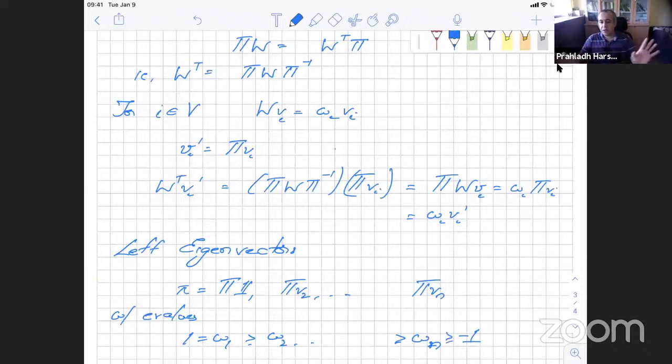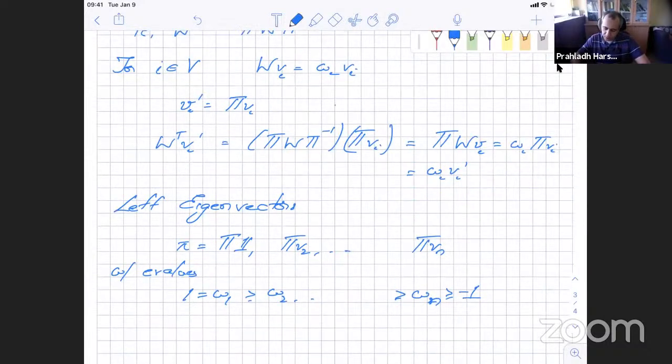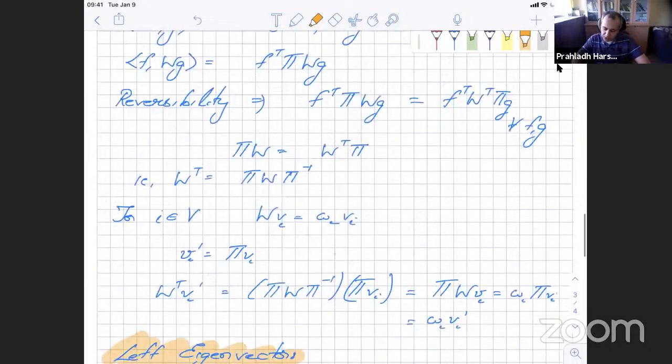Notice the left eigenvectors are not necessarily orthonormal. Only the right eigenvectors are orthonormal. Right eigenvectors were what we were given. Nobody said the left eigenvectors, but these are the left eigenvectors for this random walk matrix. Is this okay? And the key property which we just used was this property: pi W is W transpose pi.